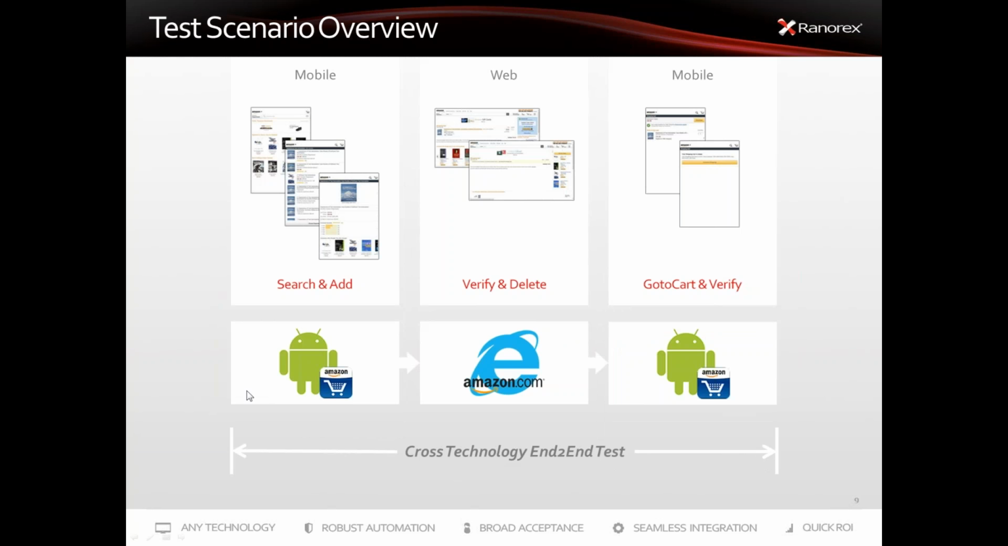So more detailed here, we will search and add an item to our cart utilizing the Amazon application on Android. Then in the same test case, we'll navigate to the Amazon.com website using Internet Explorer, where we'll validate that yes, we did indeed add an item, and then we'll actually delete that item from our cart. Then we'll jump back over to the mobile application, where we'll validate our deletion did occur. So as you can see, a true cross-technology end-to-end test case.